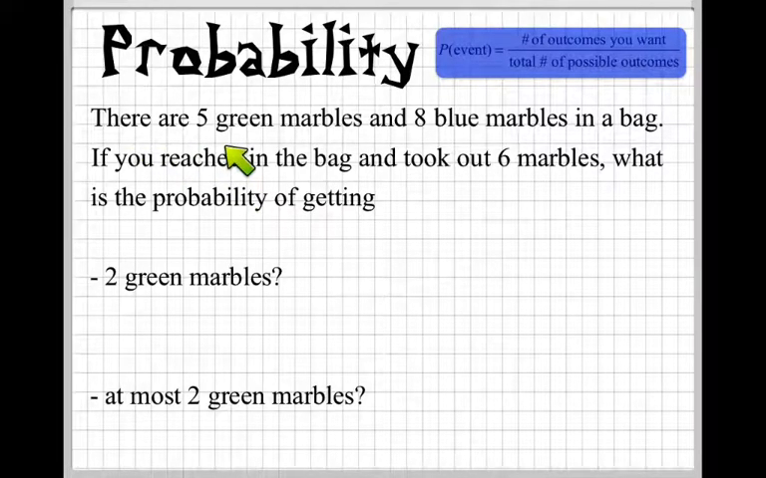Here we're looking at a bag of marbles. There's 5 green and 8 blue in a bag. You reach in and you take out 6. What is the probability of getting these outcomes?